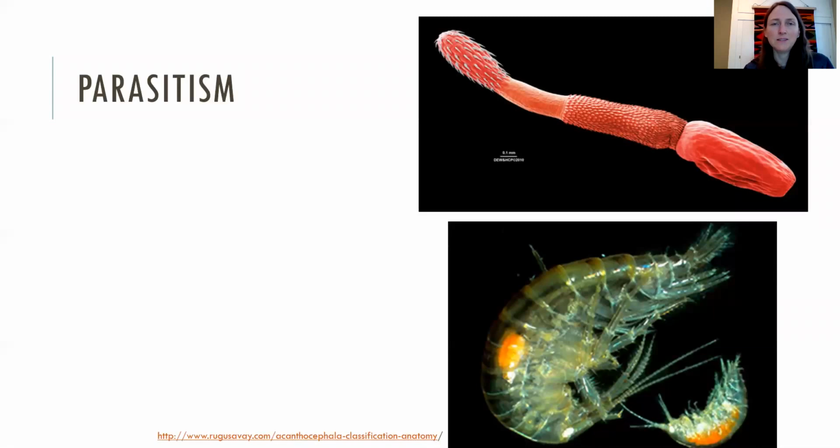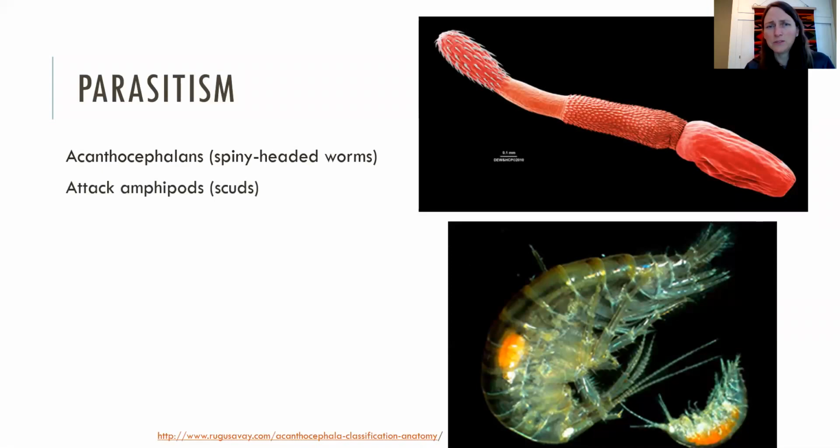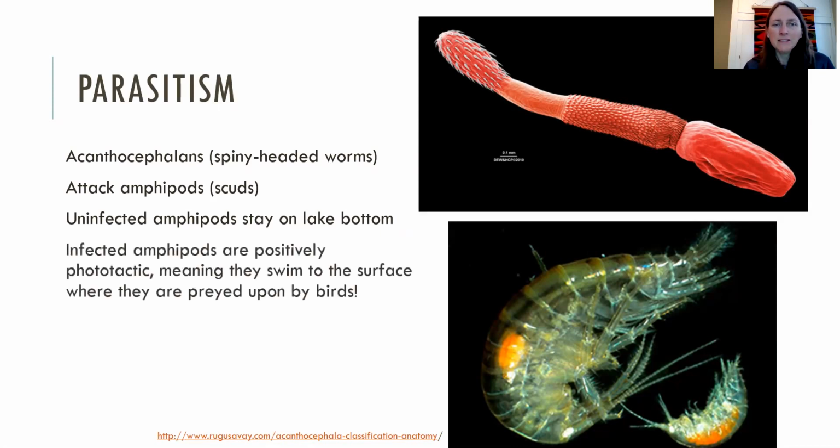And then some parasites. I've talked about parasites, I'll just mention this one briefly again. Acanthocephalans, spiny-headed worms, really scary looking guys. They attack amphipods, which are scuds. The uninfected amphipods are typically benthic. They're just scuttling around on the bottom, eating. They're detritivores mostly.